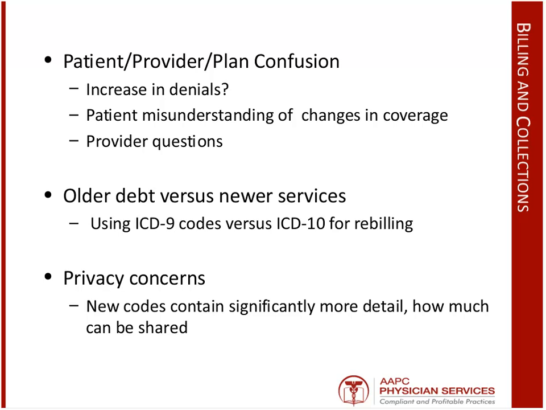On older debt versus newer services, from a collection standpoint, I would say to have people working ICD-9 appeals and people working ICD-10 appeals, so that you have that split in the office and people can concentrate on getting those older services cleaned up so that everybody can move on with the new stuff. Privacy concerns, of course, because of the significant amount of detail, just be more careful with privacy, and maybe watch for HIPAA to see if they make any adjustment for ICD-10 as we get closer to using that system.